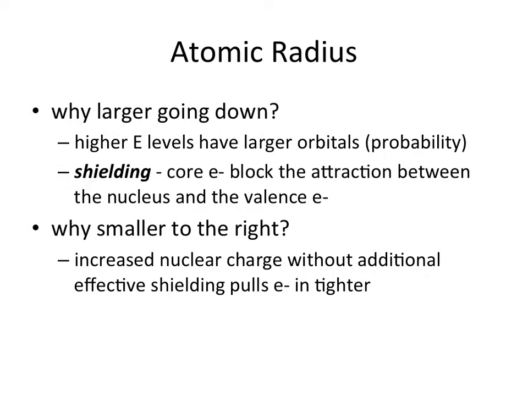So top to bottom, the main contributing factor is basically the probability of having electrons farther away from the nucleus as you get a larger principal quantum number. And from left to right, that effective nuclear charge is the bigger feature that is contributing to the size change from left to right.